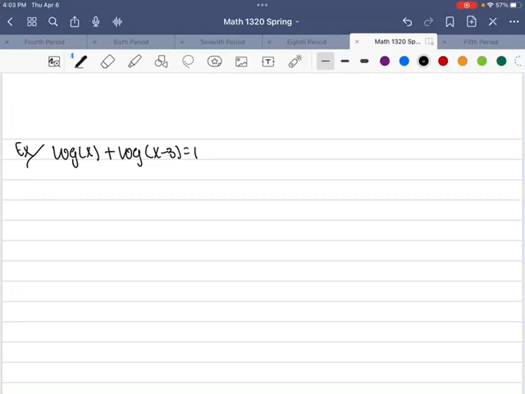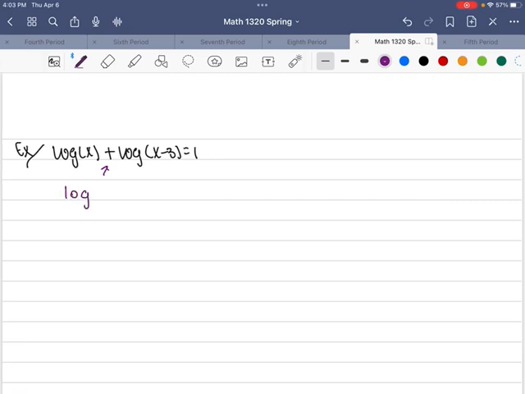Minus 3 equals 1. So we can combine these. Remember our compression rules, or our condensing and expanding rules that we went over last week? So we can condense these. Remember that when you see a plus sign here, you can condense them and multiply them if they have the same base, which these do.